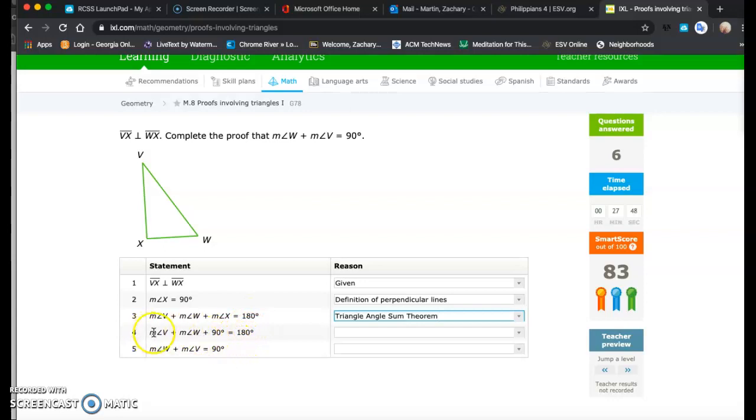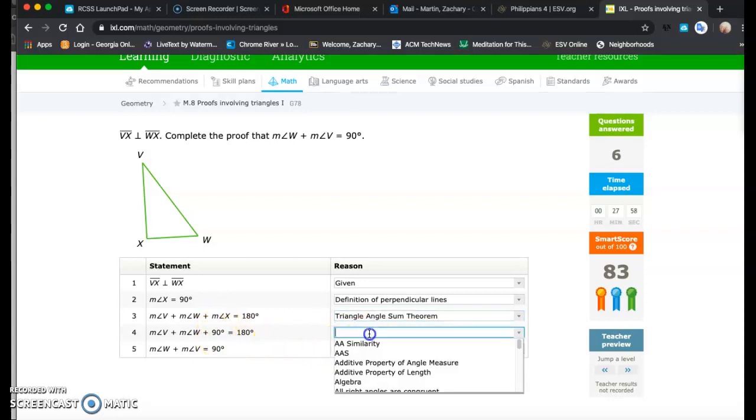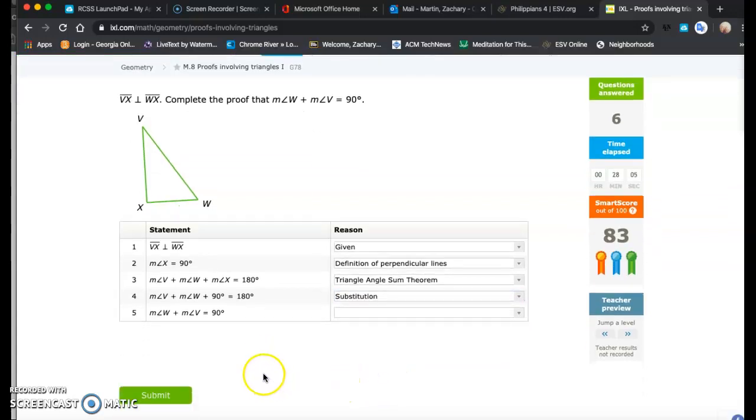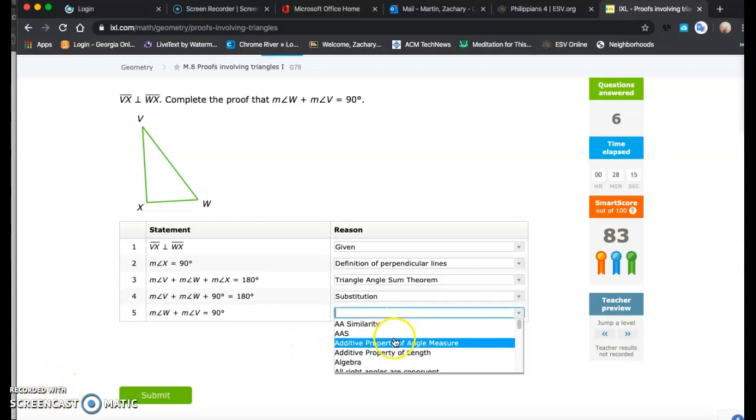Now, notice how the only thing that changed between line 3 and line 4 is the measure of angle X changed from that statement to 90 degrees. That looks a lot like substitution right there. So I'm going to grab substitution out of this list of reasons. And then we get the measure of angle W plus the measure of angle V equals 90 degrees. Let's try to see if we can find an appropriate reason for that.